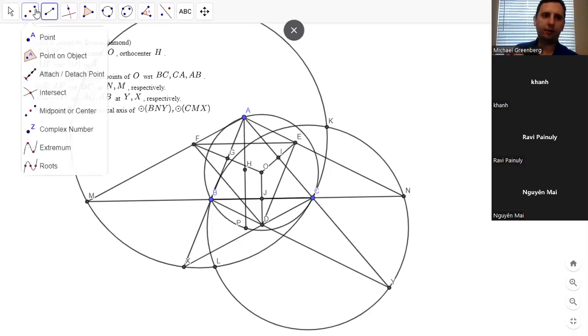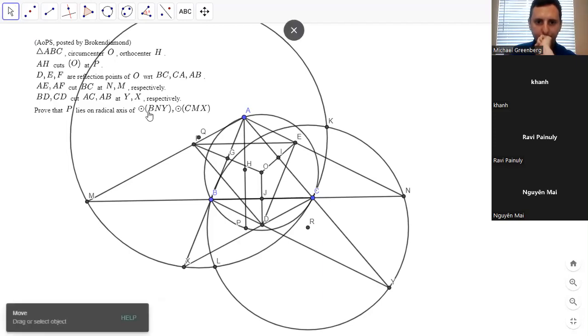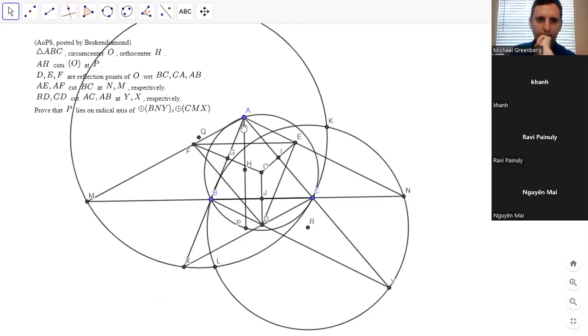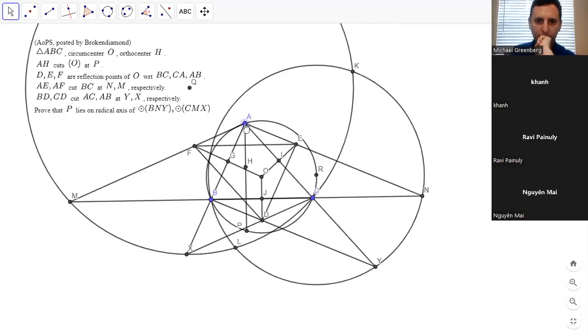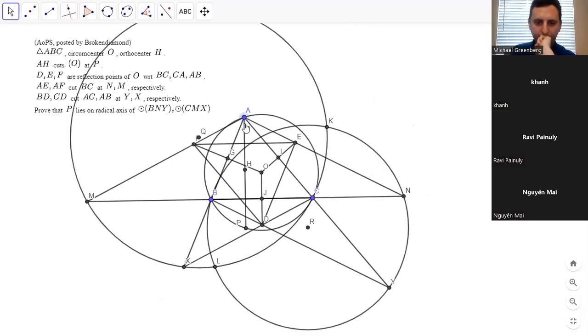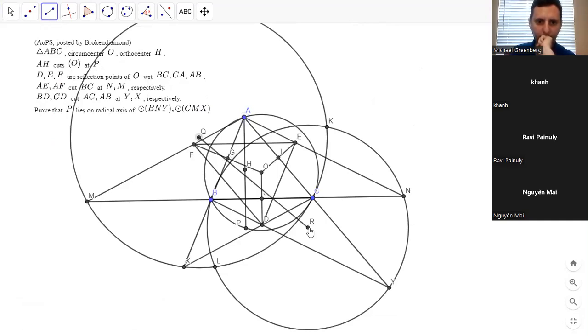Maybe if we draw the centers of these circles, it'll show something. Yeah, they're not the same size, so one could be bigger and one could be smaller. And if I connect the centers, it doesn't really show too much.